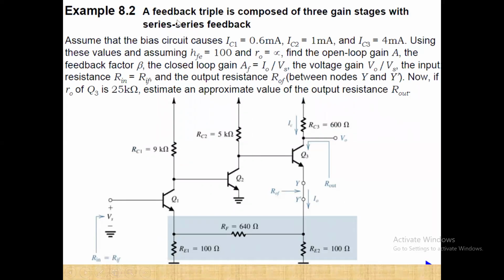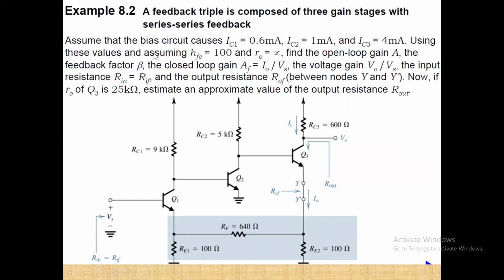So here we are considering a feedback triple, that is, you have here a 3 transistor model, with the emitter over here connected with the resistive network, and this emitter also is connected with the resistive network, but this transistor does not have anything on the emitter side. So no resistor is connected to the emitter over here. So assume that the bias kit causes IC1 is equal to 0.6 milliampere and IC2 is equal to 1 milliampere, IC3 equal to 4 milliamperes.